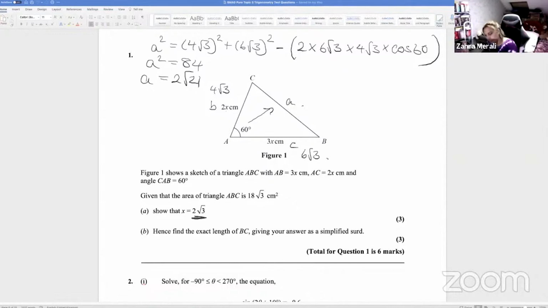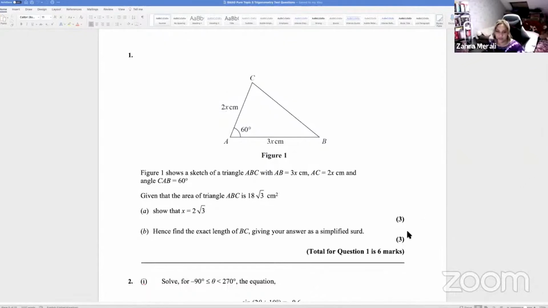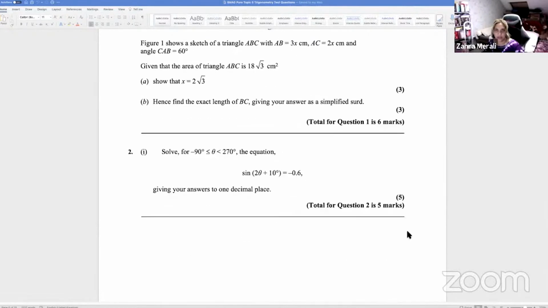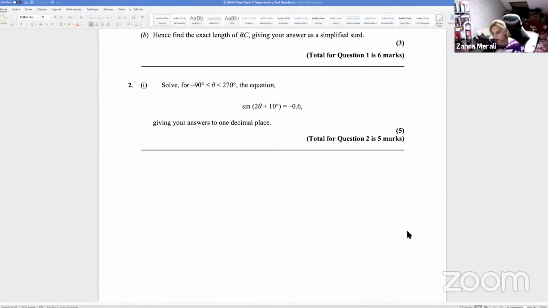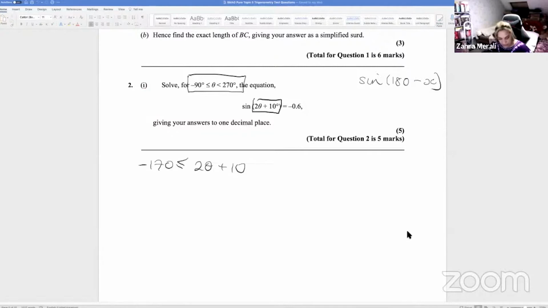Okay. Here, I'm going to show you how to use that rule with sine for this question. Remember what I said for sine: all you need to know is 180 minus, and it repeats every 360. Before I start, I'm going to look at the range. I'm going to look for 2 theta plus 10. To both sides, I'm going to times by 2, so minus 90 times 2, add 10, which gives me minus 170. And then I've got 270 times 2, add 10. That's quite important. That just helps you not make a mistake.